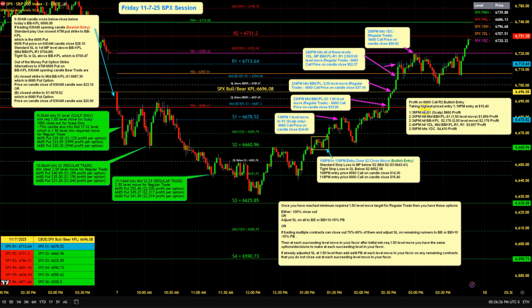The profit on this, we're taking the highest price entry. The highest price entry in this zone was this additional confirmation candle here, in which you were paying $15.40. So the profit based on the $15.40 price at the 1:18 p.m. entry is $860.